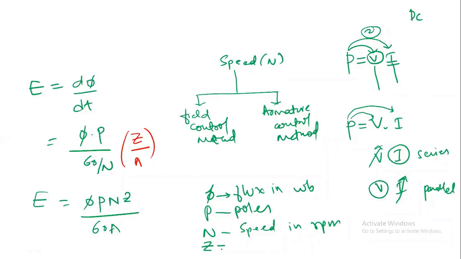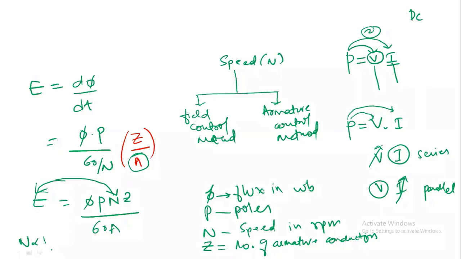Z is the number of armature conductors, and A is the number of parallel paths. Parallel paths means there are some paths in which these conductors are placed, so E is a function of that. Let us say the EMF equation is modeled: what is the relation between E and N? There is a relation between the EMF voltage and speed. And there is also a relation between N and phi. If you look at the relation between N and phi, you will see that it is inverse.